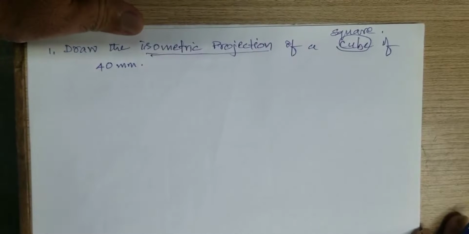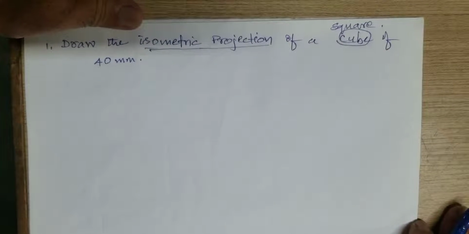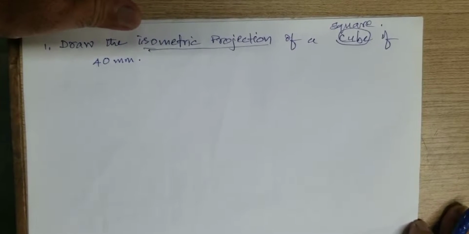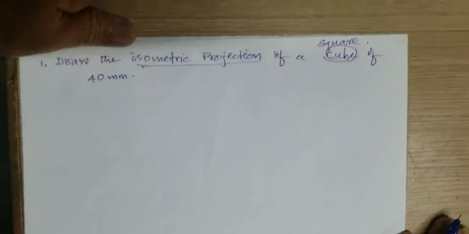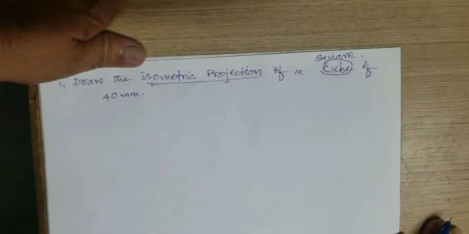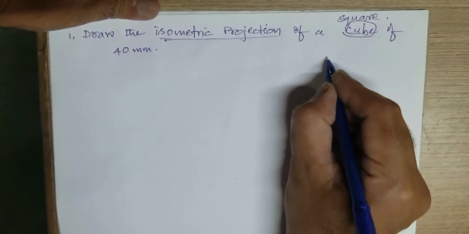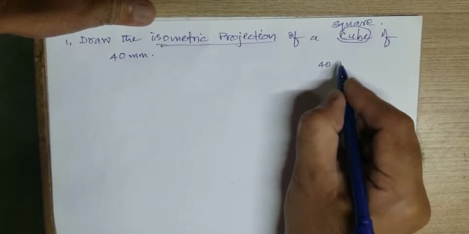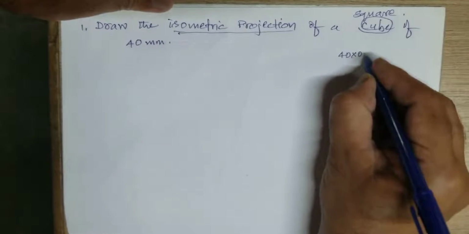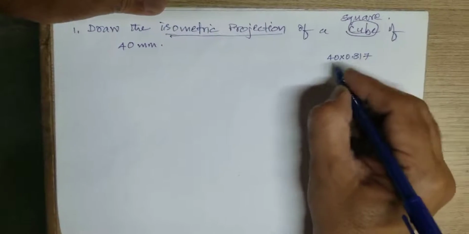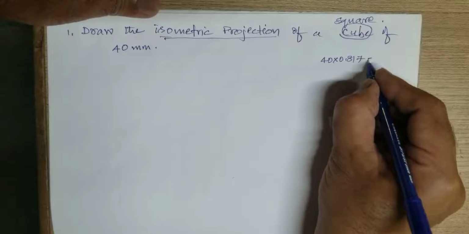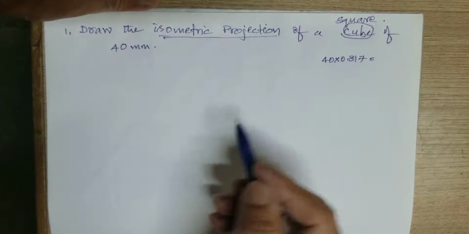That is, we have to take the true length and, to get the isometric length, multiply this true length by 0.817. So we take 40 as the size, multiply with 0.817, and we get a little more than 32 mm. So now how do we do it?